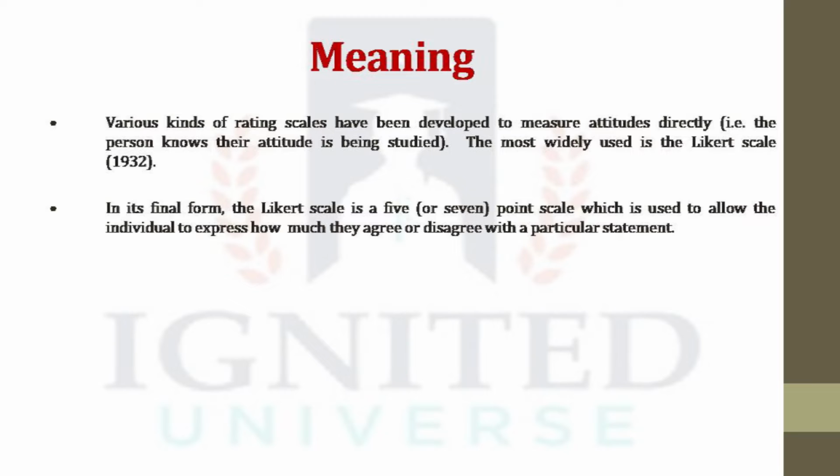However, an assumption of Likert scale is that each of the items or statements measures some aspect of a single common factor, otherwise the scores on the items cannot legitimately be summed up. In a typical research study, there are generally 25 to 30 items on a Likert scale. In its final form, Likert scale is a 5 or 7-point scale that is used to allow the individual to express how much they agree or disagree with a particular statement.